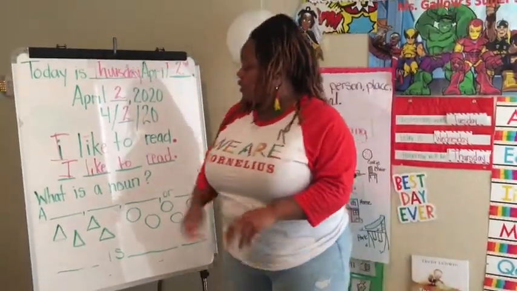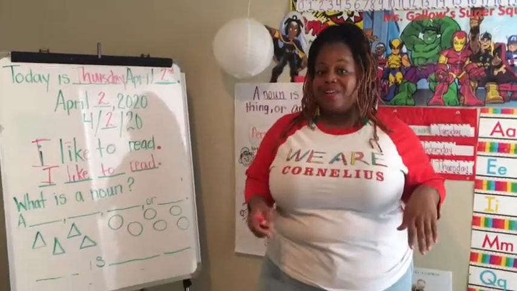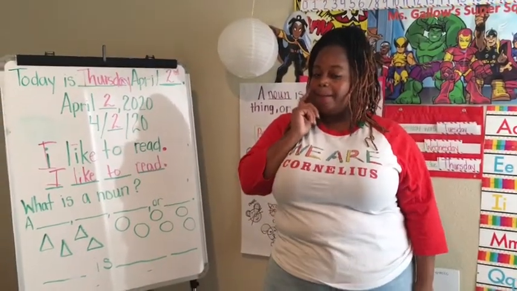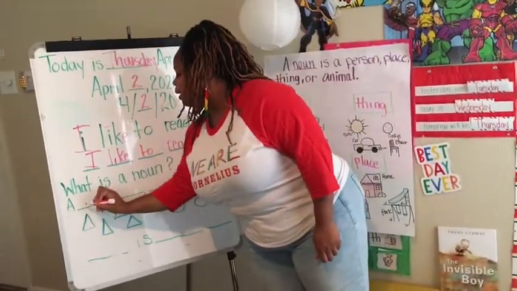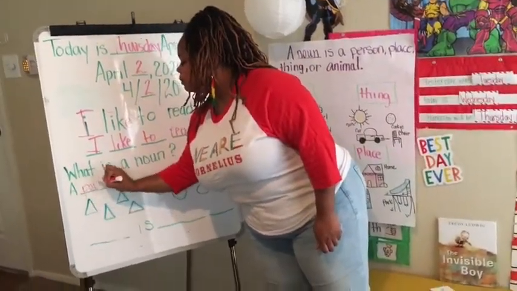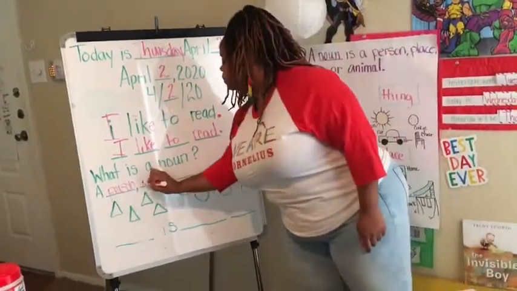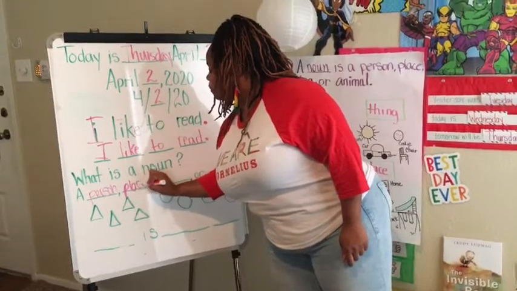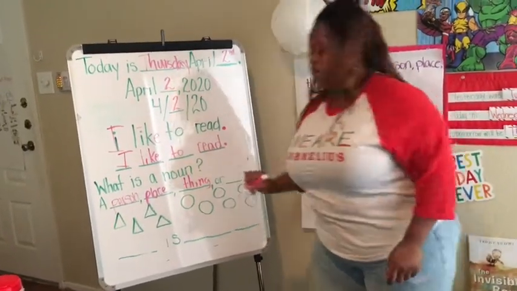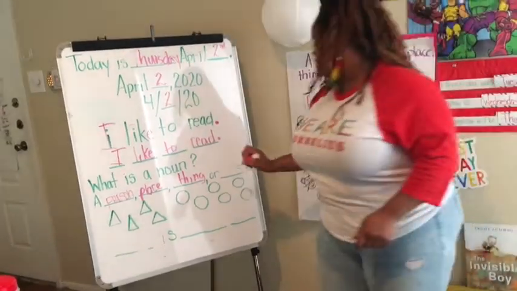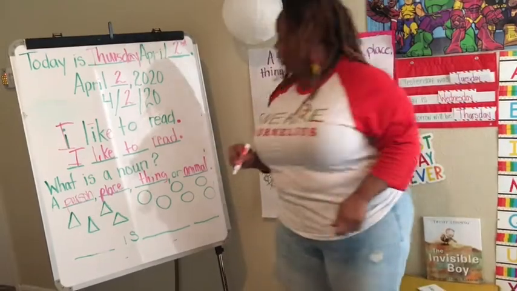All right, so what is a noun? Do you guys remember what a noun is? Let's think about that. A noun is a person. What else? Place. Thing. And what's the last one? Animal. Awesome. Kiss that brain, smarty pants.